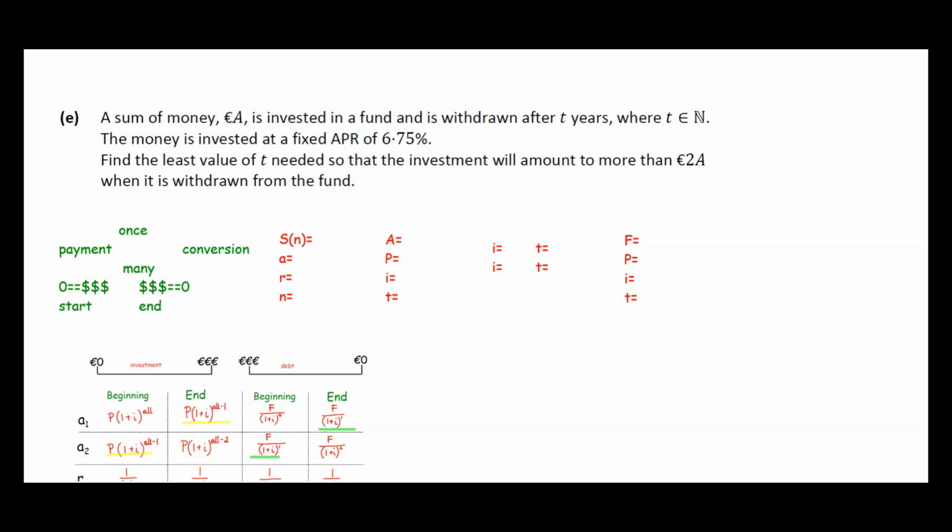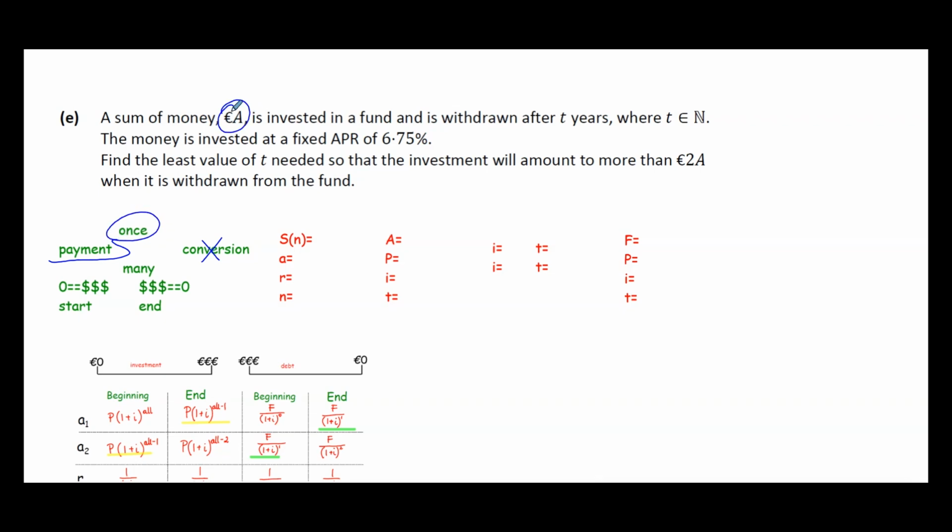So here we have a sum of money A that is invested in a fund and it is withdrawn after T years, where T belongs to N. So what happened? A specific amount of money is invested, and it stays there for some years. Then we are given an interest rate. Now, is it conversion or is it about payment? Well, it's not a conversion. I have the interest rate, so I'm not doing that. This is about payment, and it is a once-off payment, isn't it?